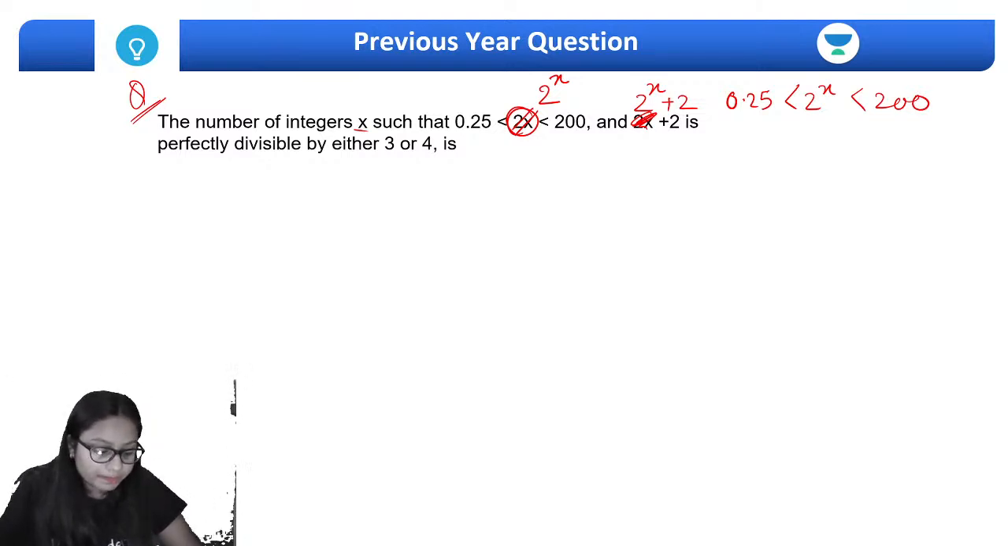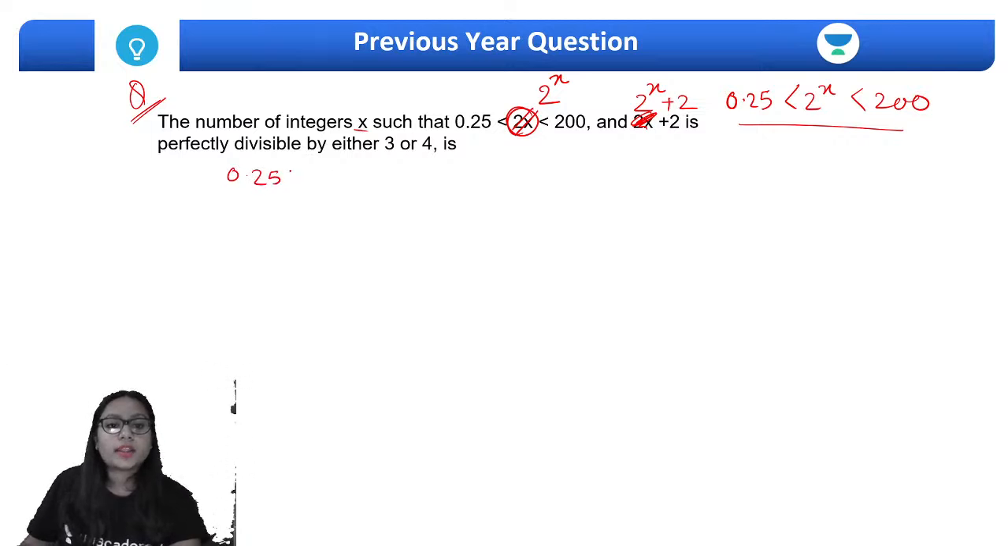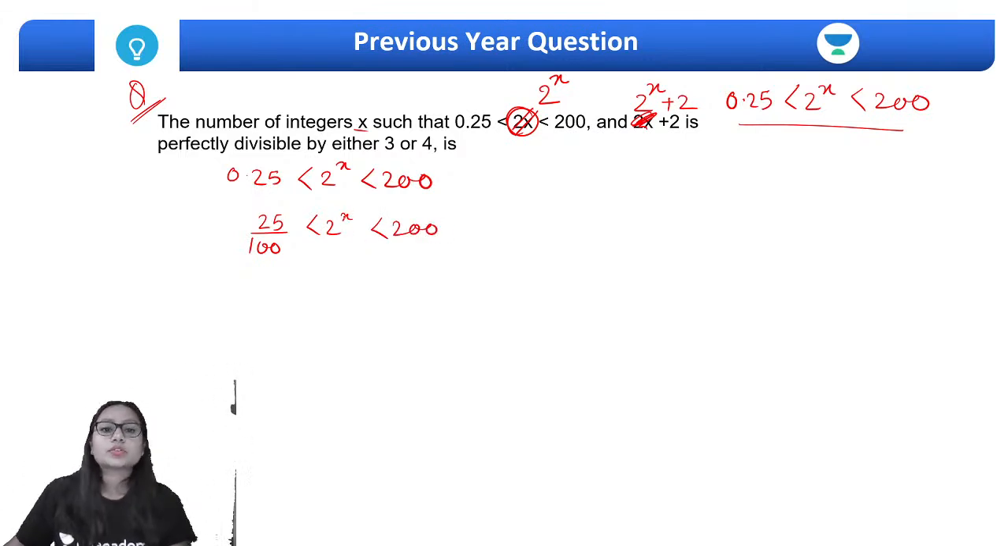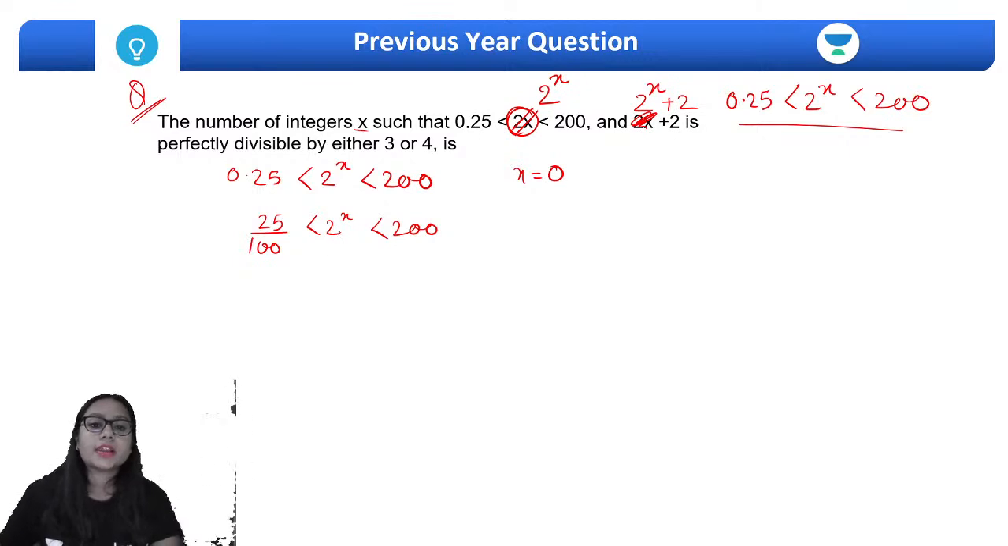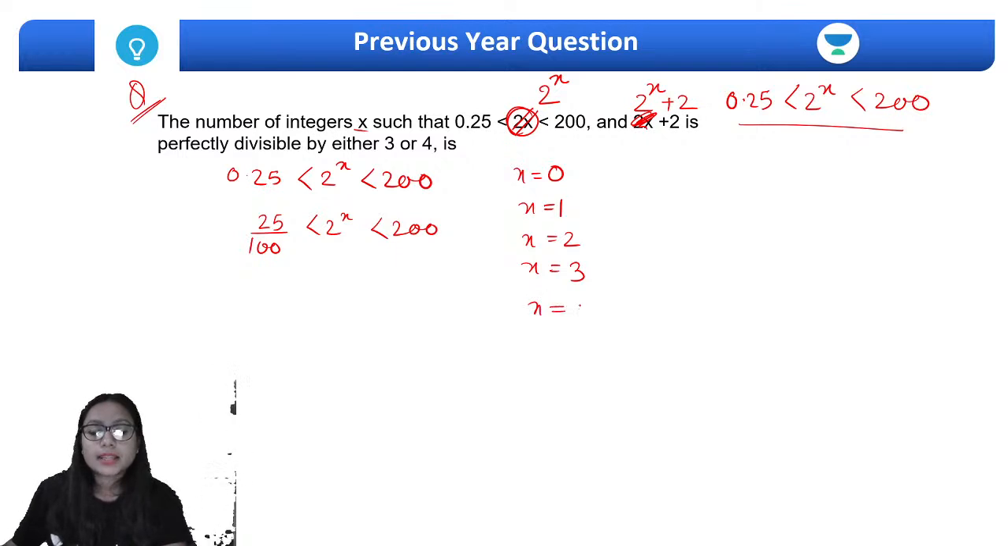Okay, let's see. So if I simplify this, 0.25 is less than 2 raised to the power x is less than 200. Okay, so this can be written as 25 by 100 is less than 2 raised to the power x is less than 200. If I take different values of x, let us start from 0. If I take x as 0, this is 1, it would be satisfied. I can take x as 1, 2, 3. I can take x as 4 also, 2 raised to the power 4 is 16, x can be 5, x can be 6, x can be 7.